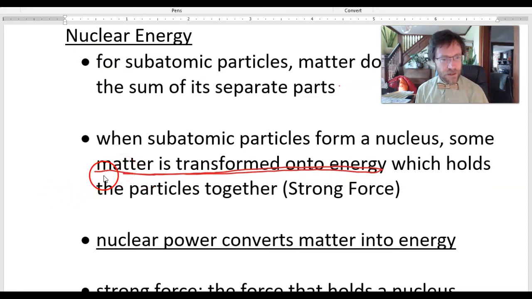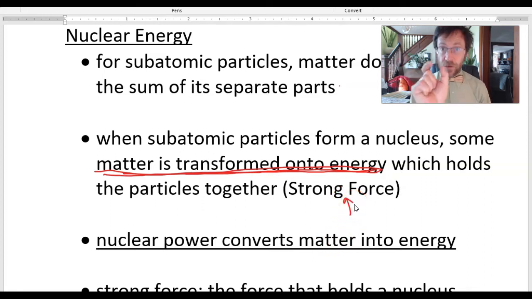Matter is transformed into energy. That's the thing about nuclear energy, right? And that, what we call the strong force, remember we talked about that earlier. That's the force that holds the nucleus together. Unbelievably powerful, like orders of magnitude stronger than gravity. However, the distance that it's effective is just the nucleus of an atom, which is unfathomably small.